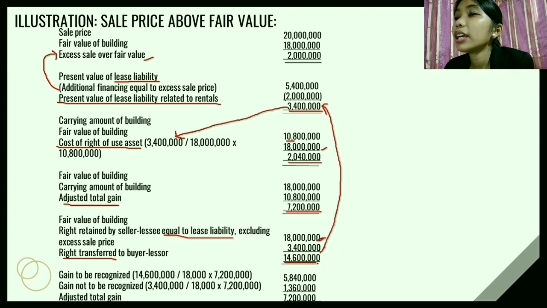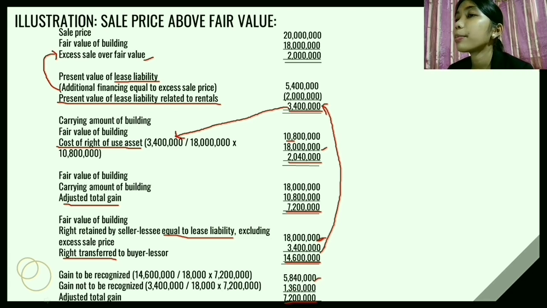So, para makuha po natin yung gain to be recognized and gain not to be recognized, syempre kailangan nga nating makuha yung right transferred and right returned. Now, nakuha po natin siya. Yung gain to be recognized po natin is yung right transferred to buyer-lessor na 14,600,000 pesos over 18,000,000 multiplied by 7,200,000 pesos.